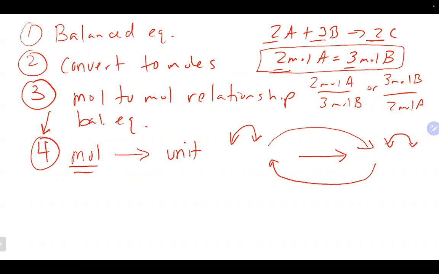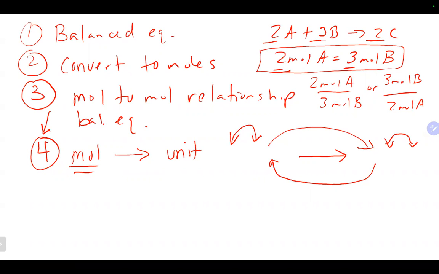If you had 2 products, you could do the relationship on the product side as well. So you don't have to necessarily cross the arrow when you're doing stoichiometry. You can stay on one side or the other. The basis of it is just that mole to mole relationship. Any questions on any of those steps we talked about?